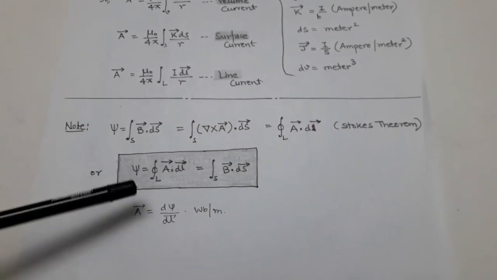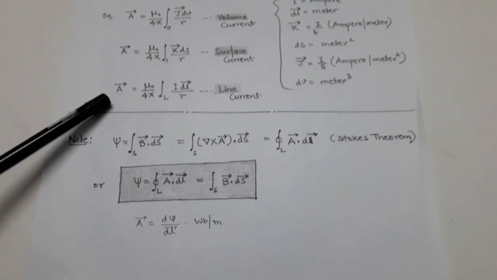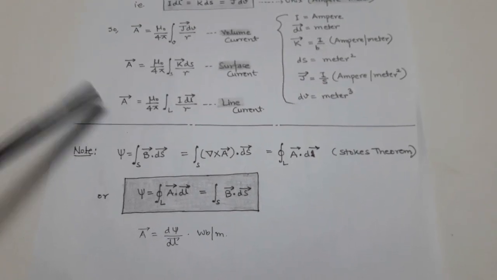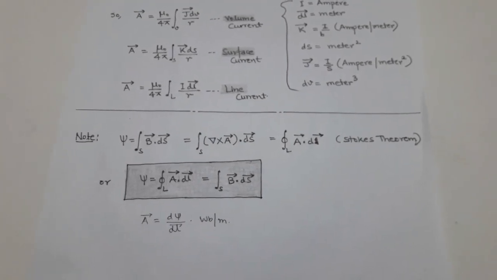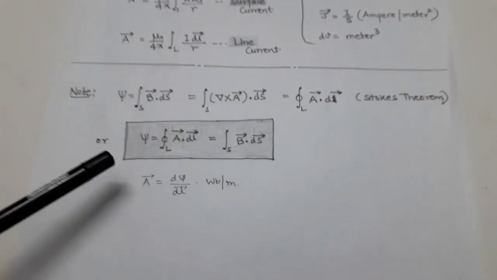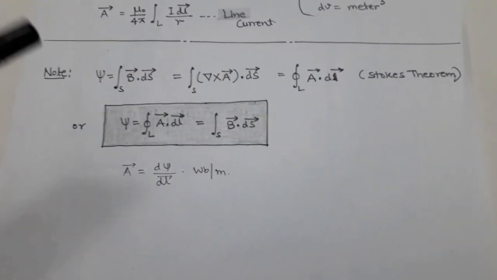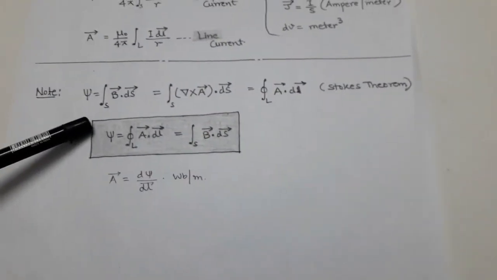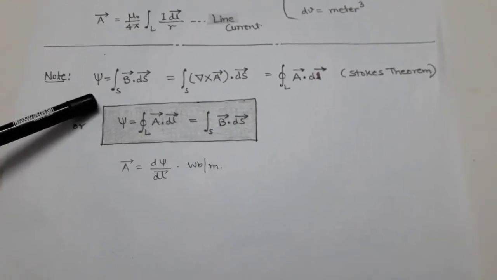So in this way, we can find the vector magnetic potential, and the vector magnetic potential exists where the current density J vector is present. So this is the difference between scalar magnetic potential and vector magnetic potential.